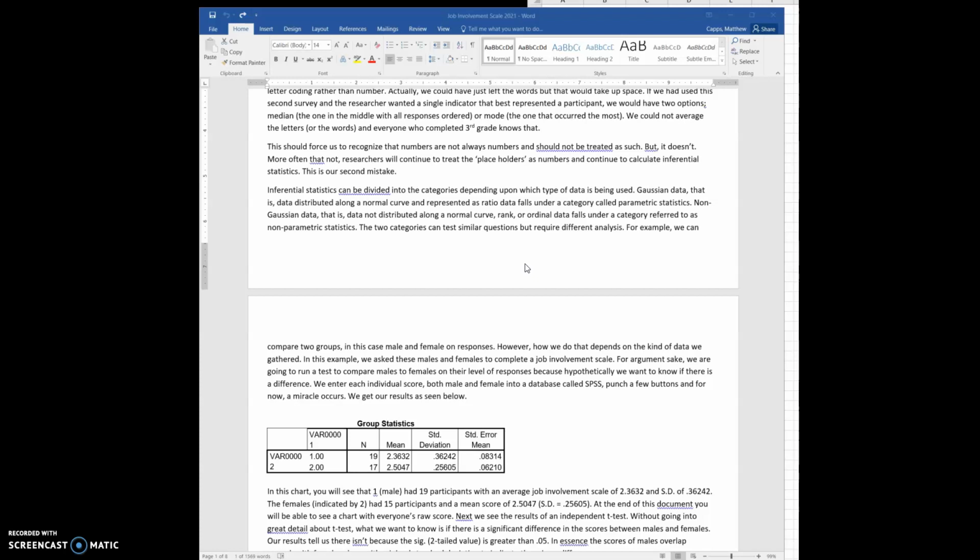For example, money, temperature, how many times something occurs, speed. Those are real numbers. Non-Gaussian data is data that's not distributed along a normal curve. So if you don't have a large enough group to say that you can take a sample to represent a population, well, then you don't have a normal distribution. There's nothing wrong with that. That happens.